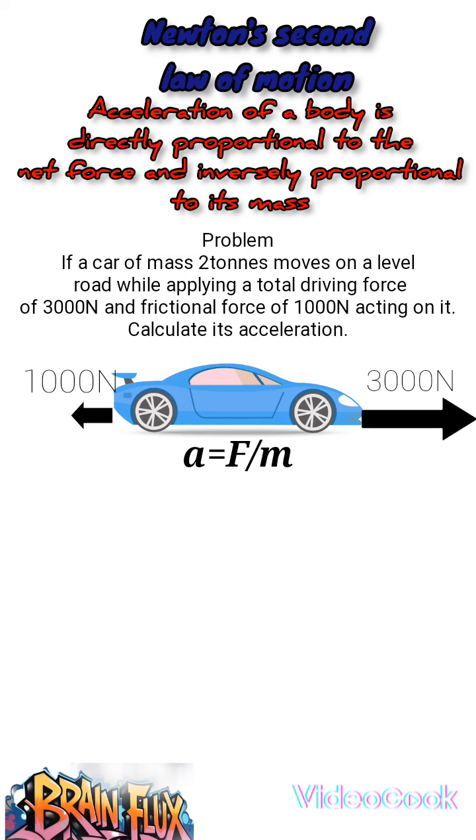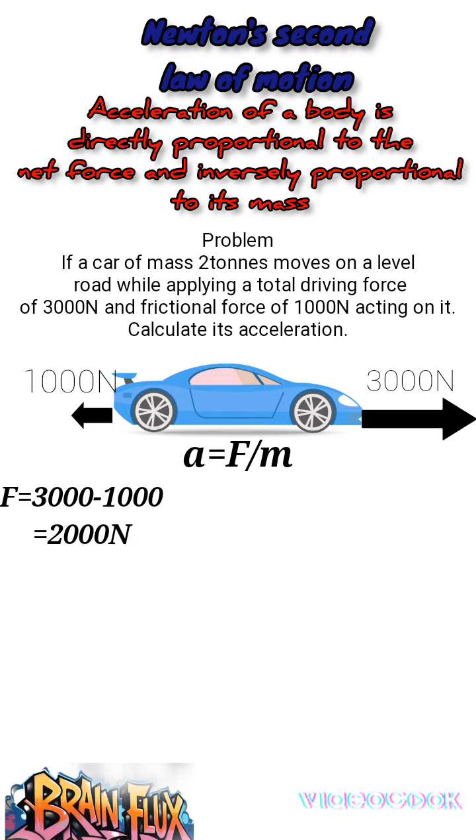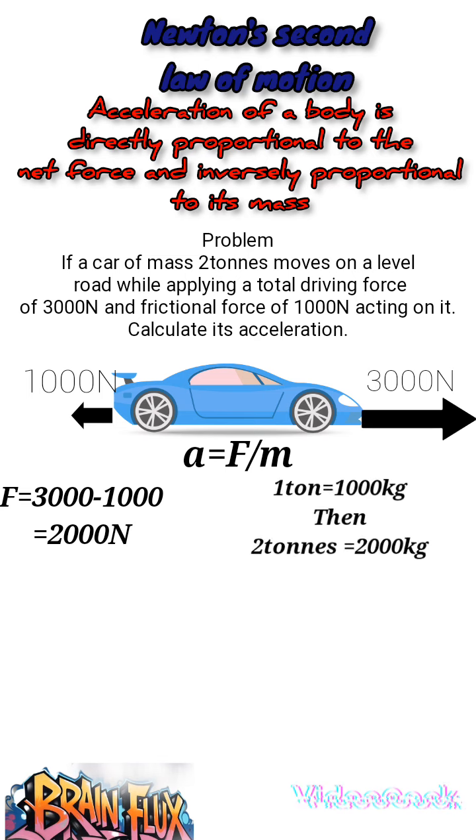Since this is a vector sum, the net force is going to be equal to the driving force minus the frictional force. This is going to be 3,000 minus 1,000, giving us 2,000 newtons. Secondly, let's find the mass in kilograms. If 1 ton equals 1,000 kilograms, then 2 tons is going to be equal to 2,000 kilograms. Great, we have everything that we need.